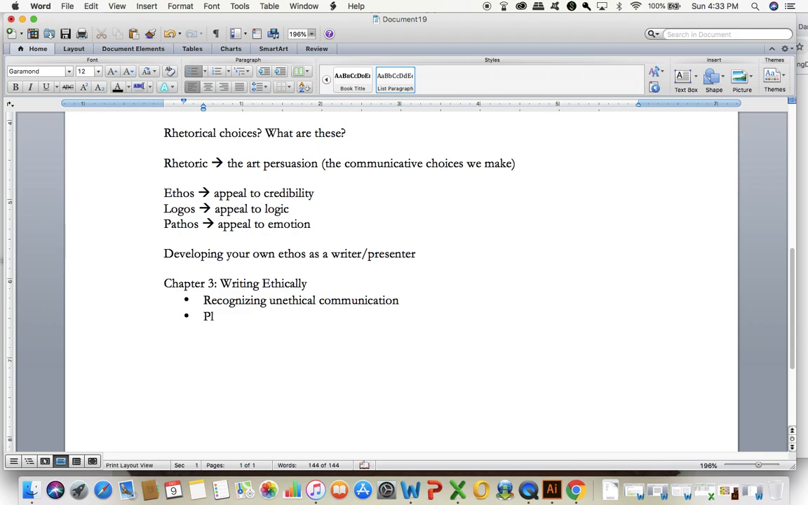So first it talks about plagiarism, which we should all know what that is, so I'm not going to go over it. The unclear and ambiguous language, that's always a problem. Manipulation of numerical information.